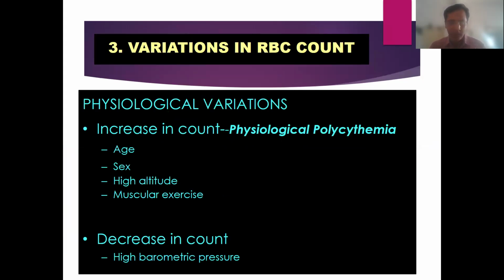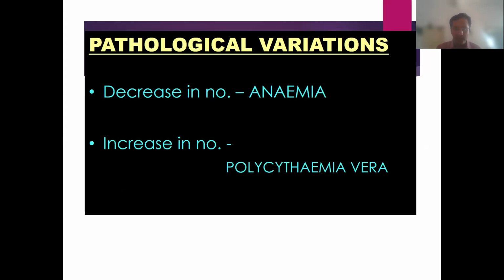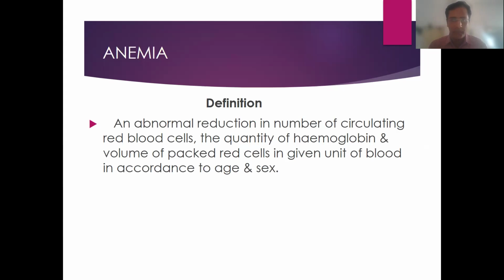Variation in RBC counts: an increase in count is physiological polycythemia, where we have differences in age, sex, high altitude, and muscular exercise. A decrease in count occurs at high barometric pressures. We will have different variations. Pathological variation: when there is a decrease in number, you will always have anemia, and when there is an increase in number, that is polycythemia vera.